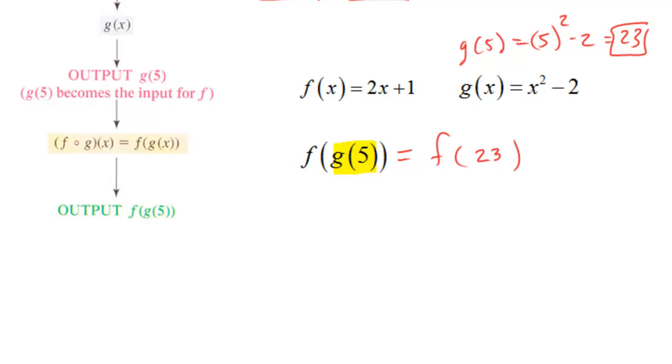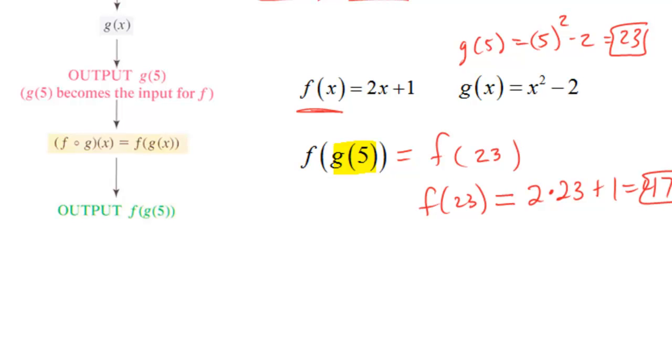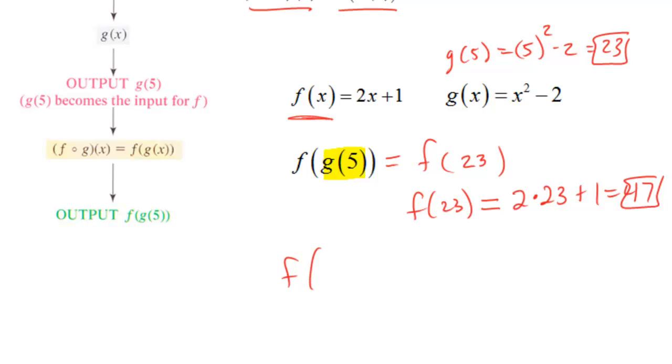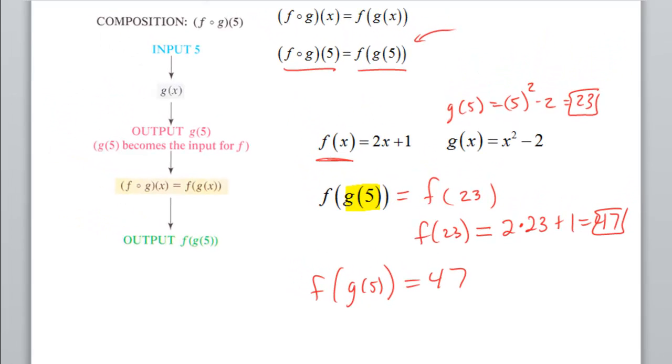Alright, then now it says f of 23, right? Before it was f of g of 5, but we got that. Now f of 23, go to the function f, replace that x with a 23. 2 times 23 plus 1. That would be what, 46, 47? So that's what f of 23 is. So f of g of 5 is equal to 47, because first you evaluate g at 5, and we got 23, and then 23 goes into f and gives you 47. So f of g of 5 is 47.